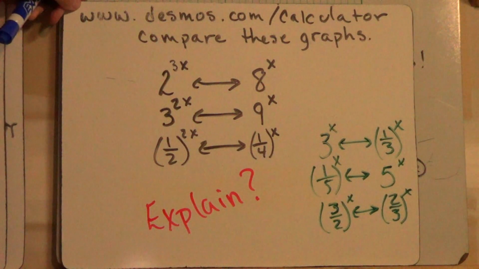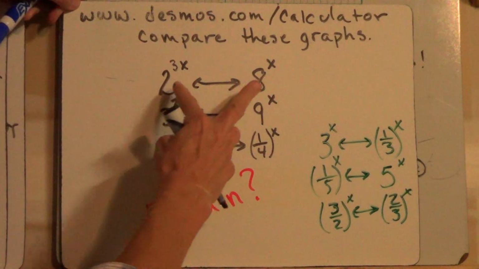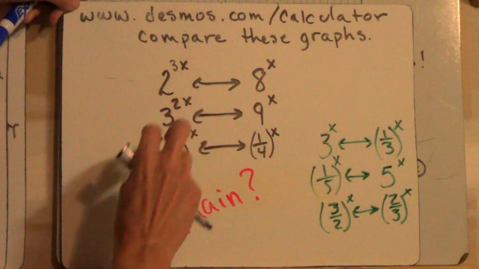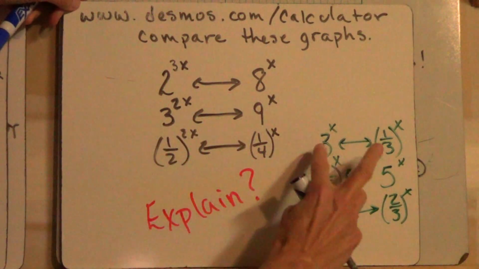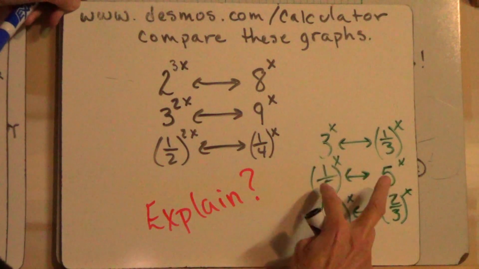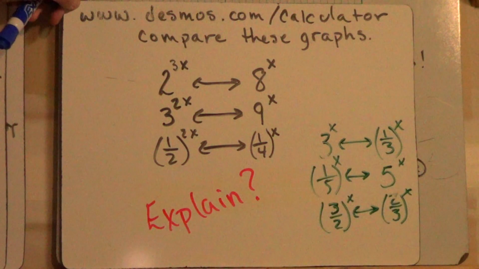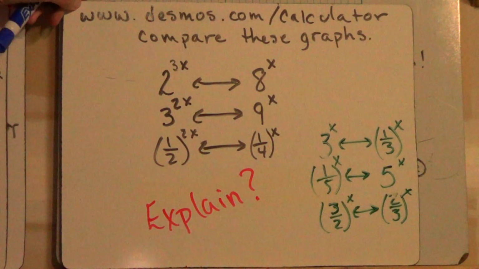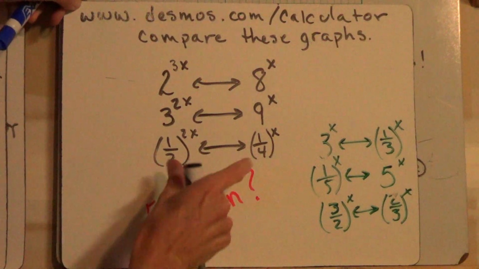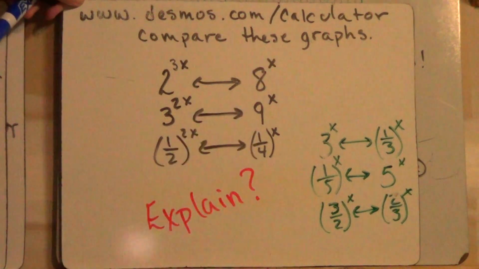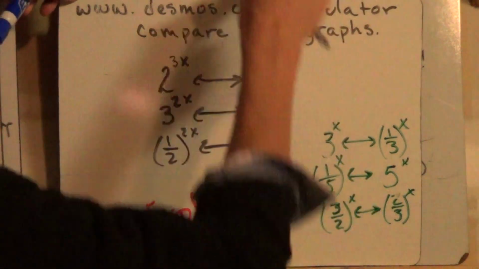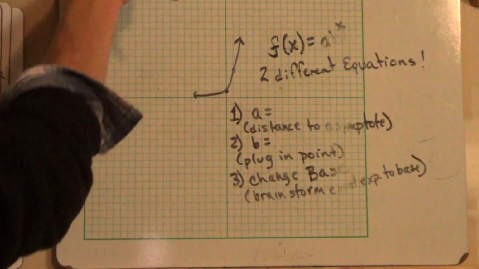Here's the other thing I want you to do in that calculator. I want you to compare this graph with this graph, this graph with that graph, this graph with this graph, and then compare these graphs. So write all those down, go compare them, draw a little sketch of them, and then look back at the bases and what's happening here and explain why they are what they are. Okay? Explain how they relate.